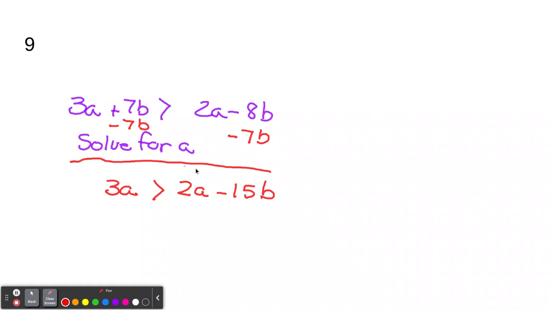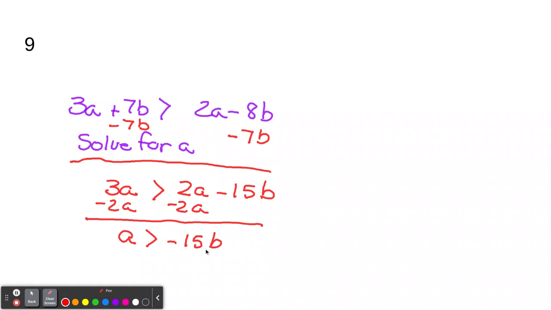And then we just need to get the a on the other side by minusing 2a on both sides. Whatever you do to one side, do to the other. And then we're just left with a. a is greater than negative 15b. That's solving for a. All right, the last question today.